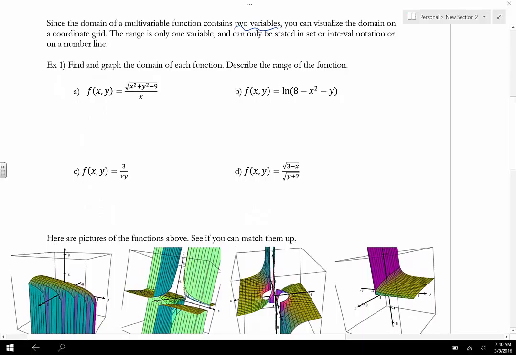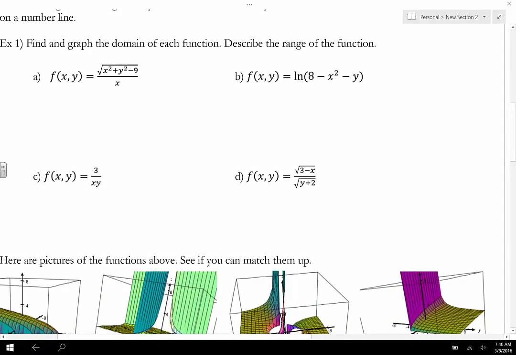So let's say we want to find and graph the domain of each function, and describe the range. If I look at this one right here, f of x, y equals that. If I think about what I'm allowed to plug into this function, the first thing that stands out is there's an x on the bottom. Well, x cannot equal 0, that's for sure. And then I look at the top and it's got a square root, and underneath the square root, because we're dealing just in the real numbers here, needs to be positive or 0. It needs to be non-negative. So if I make this into a recognizable equation here, I get x does not equal 0, and x squared plus y squared has to be greater than or equal to 9.